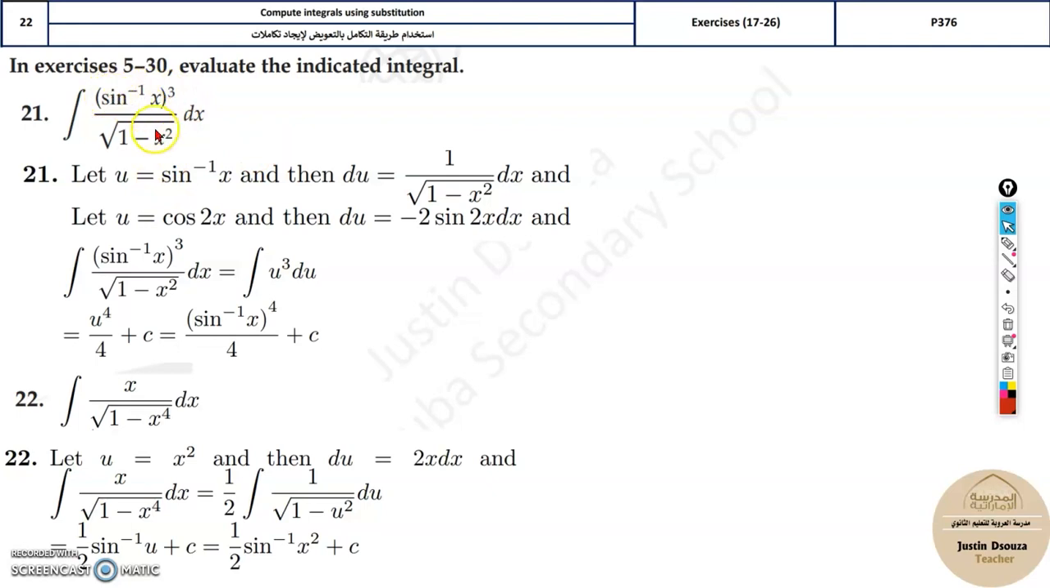Now over here in this case, they have taken u as sine inverse because you can see when you derive that you will get this term. That means this cancels. So it will be simplified. See, it will be just u to the power 3 when you integrate it. And then you will have u to the power 4 by 4. U is sine inverse.